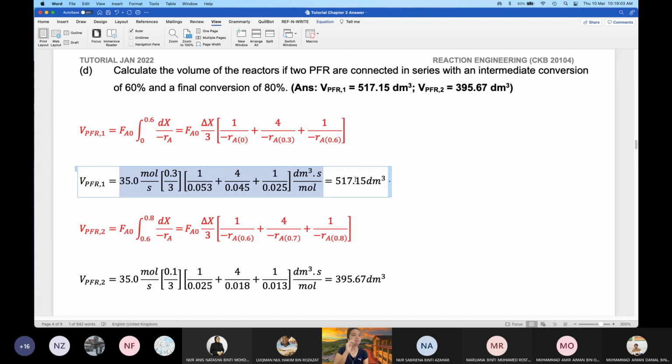Similar concept for the first PFR. Normally students don't make mistakes there, because the first PFR is actually the same as a single PFR. The problem only comes at the second reactor. Always the problem comes at the second reactor. Okay, now let us calculate the second reactor volume. PFR2 volume equals FA naught, still there, but now integrating from 0.6 to 0.8.